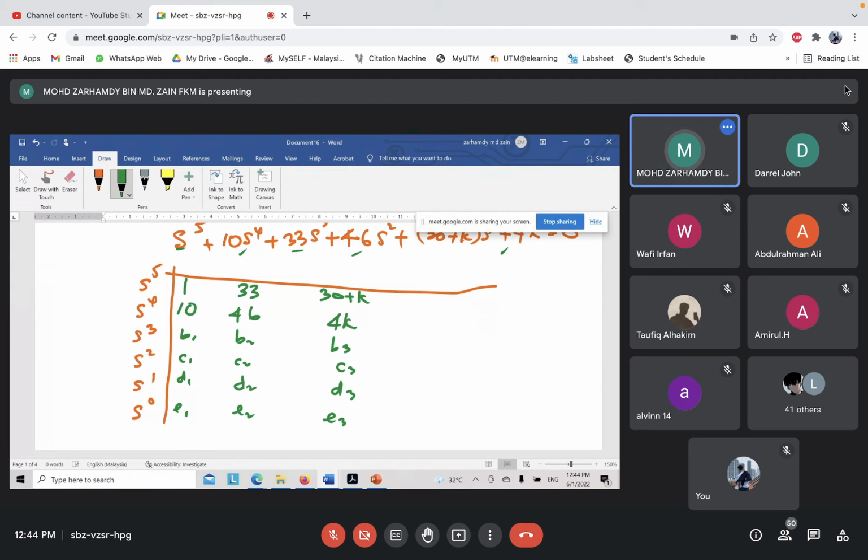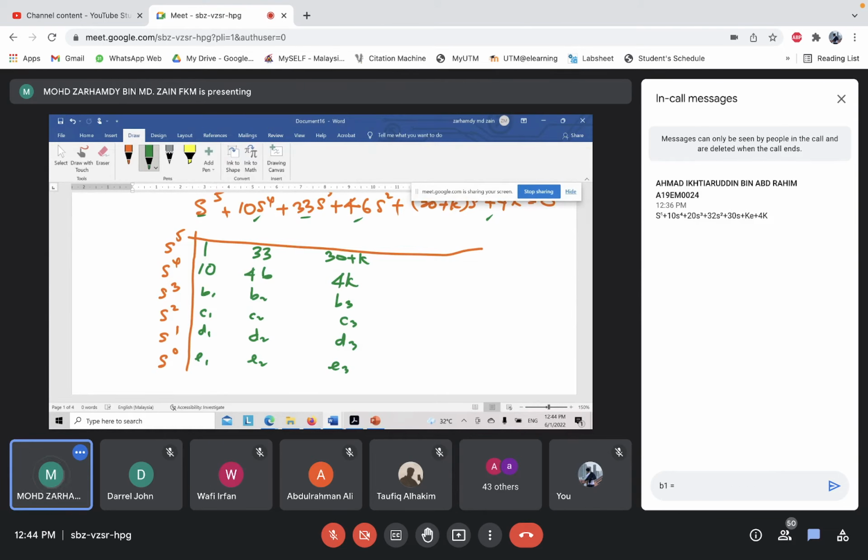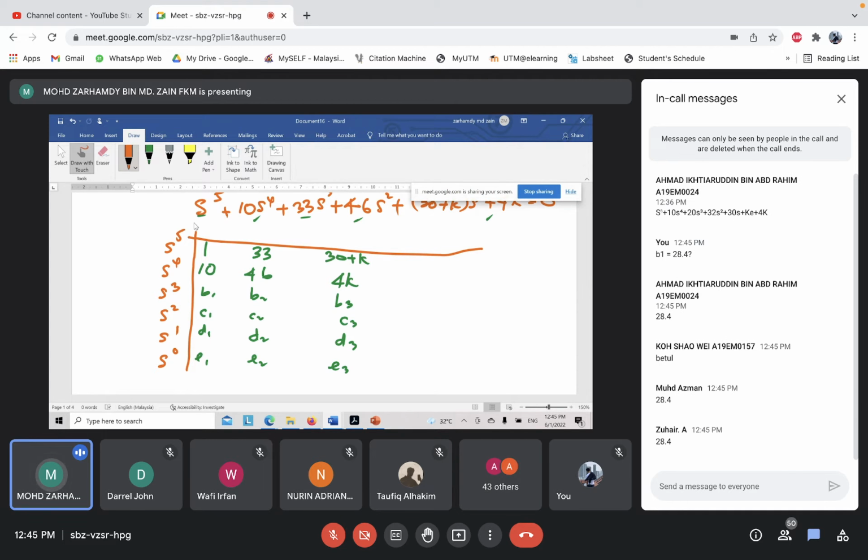So B1, how much is B1? The value of B1? Ha, 28.4, right? Correct, okay. Who shared earlier? The girl? Nurin. Nurin, okay. 28.4. Okay, so B2 is 30 plus 0.6K. Okay, this is not there, right?